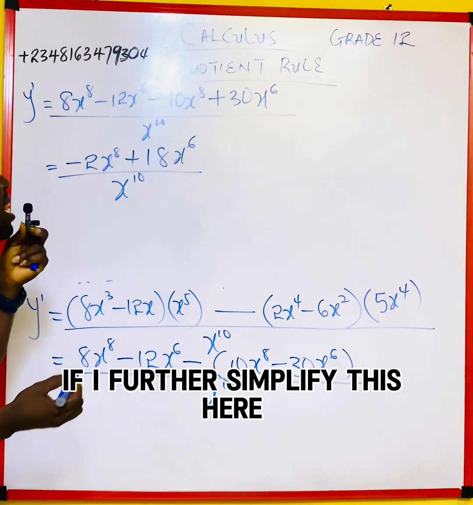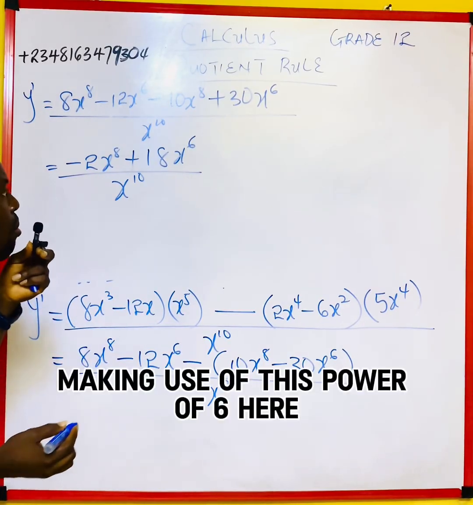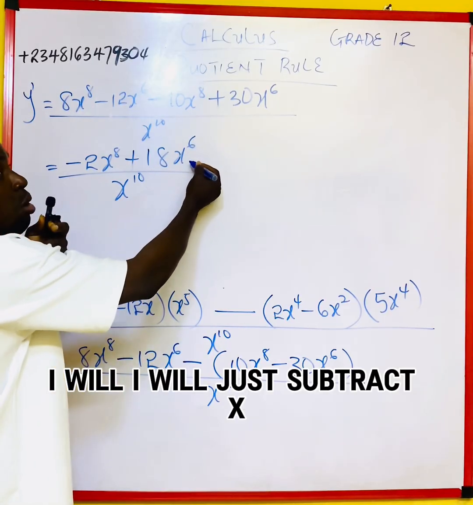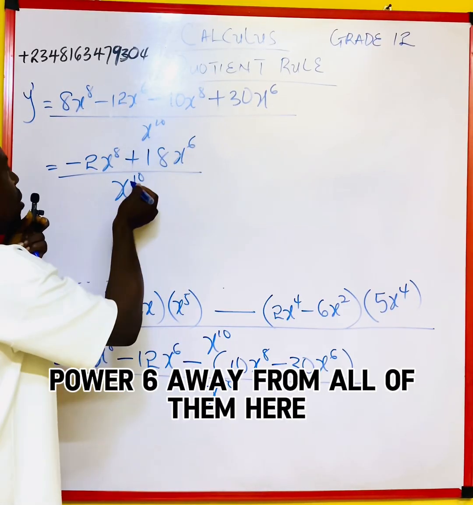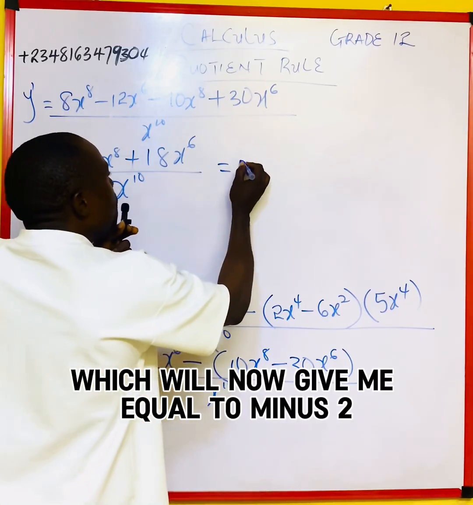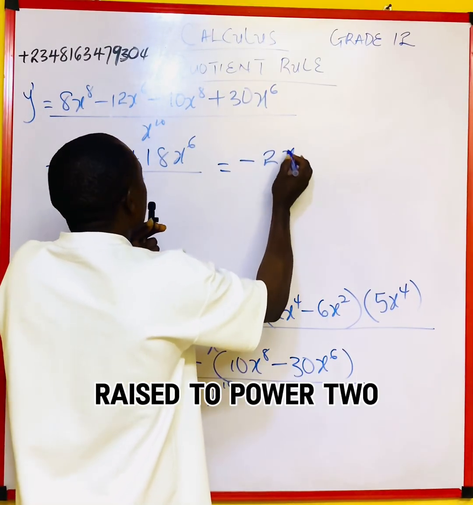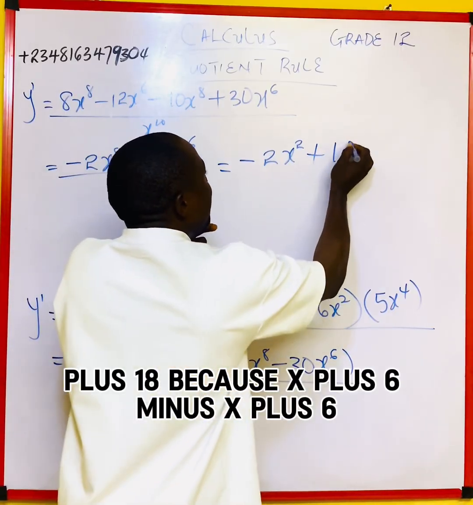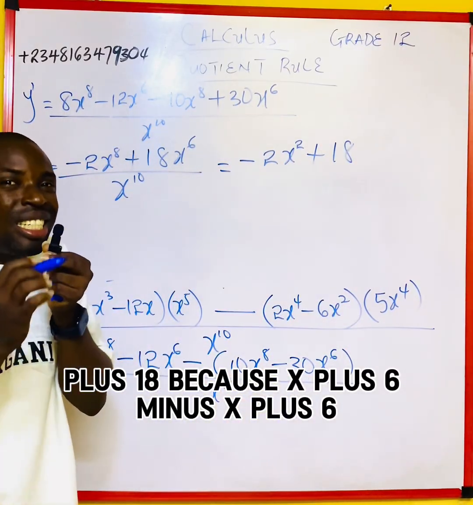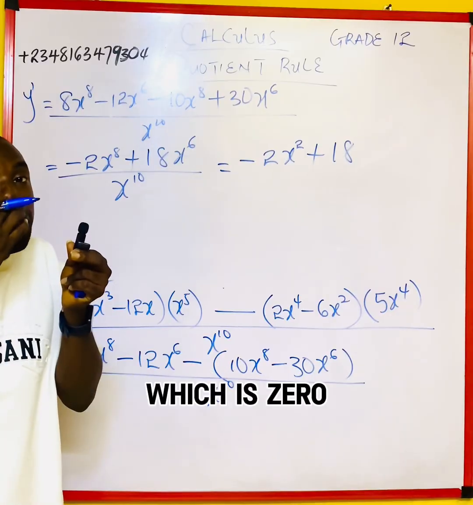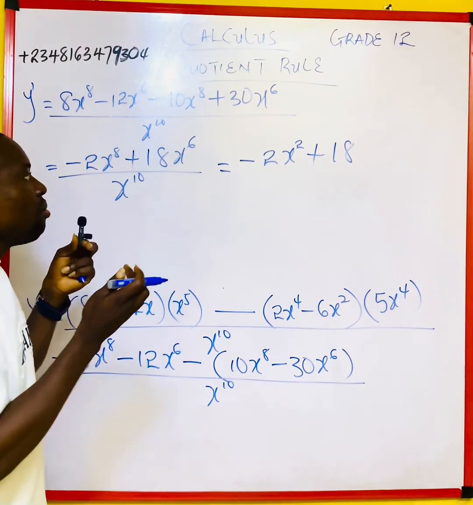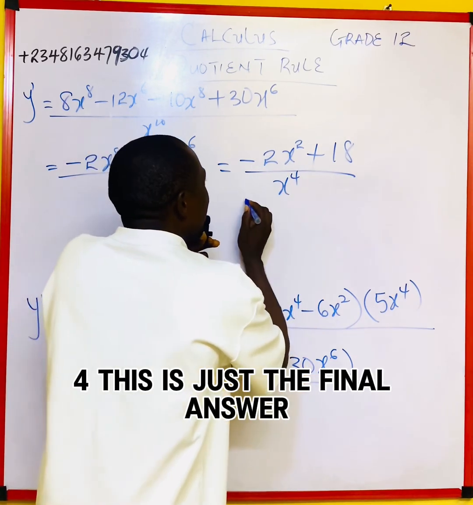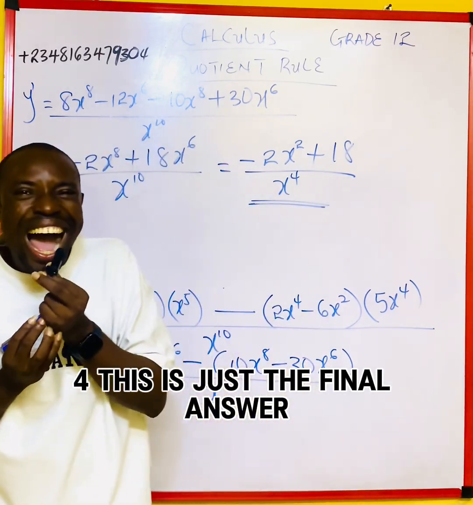If I further simplify this here, making use of this power of 6 here, I will just subtract x raised to the power 6 away from all of them here, which will now give me equal to minus 2x raised to the power 2 plus 18, because x raised to the power 6 minus x raised to the power 6 is 0, over x raised to the power 4. This is just the final answer.